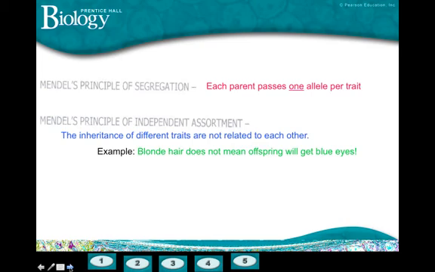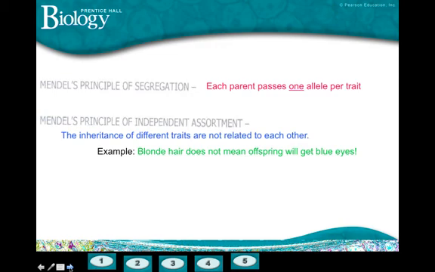So, every parent, not that there's that many, there's only two, right? Both parents actually contribute to the traits of the offspring. Okay? An offspring does not receive all of its traits from one parent. Okay? Mendel's principle of independent assortment states that the inheritance of different traits are not related to each other.